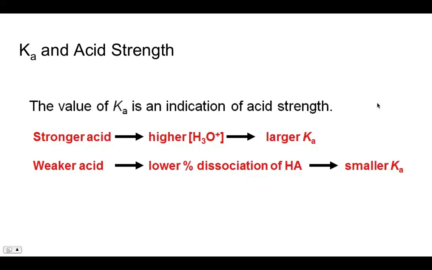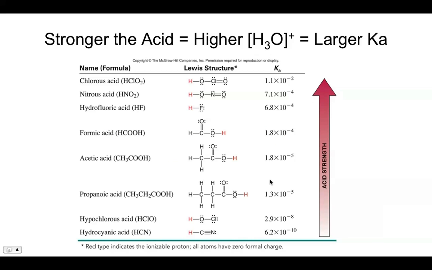And I sometimes look at it going backwards. The bigger that Ka value, the greater the amount of hydronium that's been in solution, the stronger the acid's going to be. This chart goes through some of the examples of Ka values for what we consider weak acids, but there's still quite a range between them.